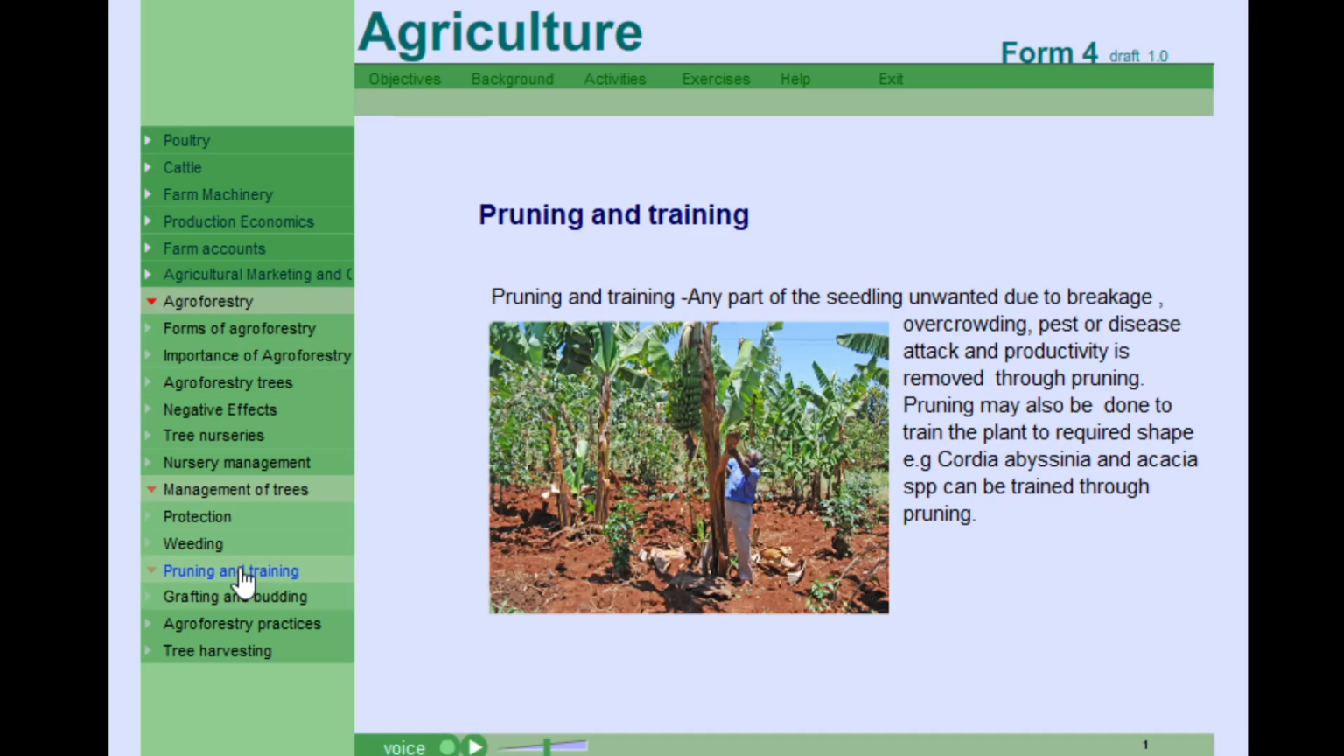Pruning and training. Any part of the seedling unwanted due to breakage, overcrowding, pests or diseases and productivity is removed through pruning.